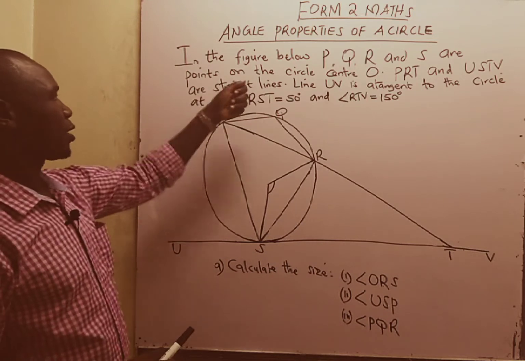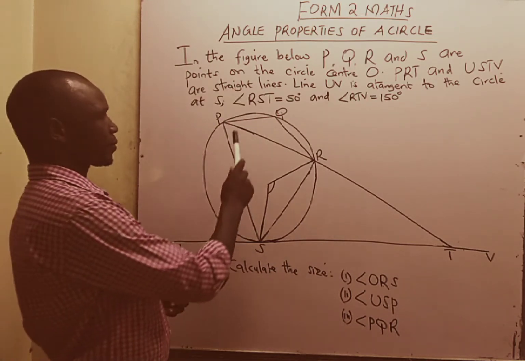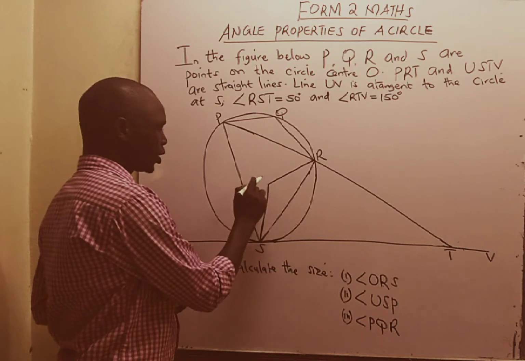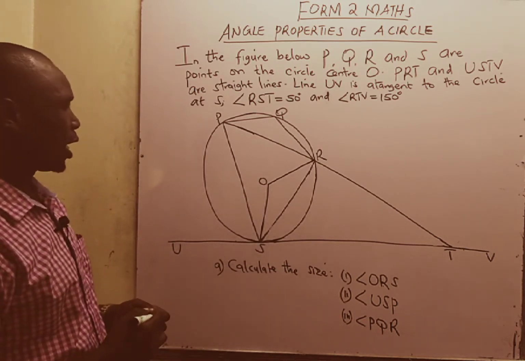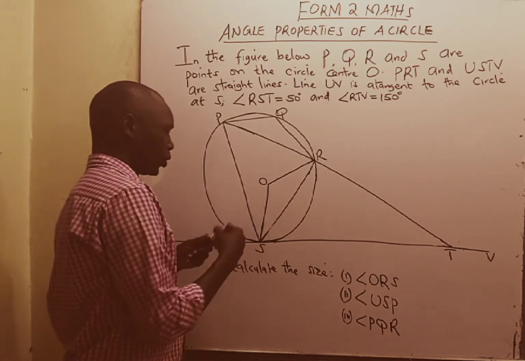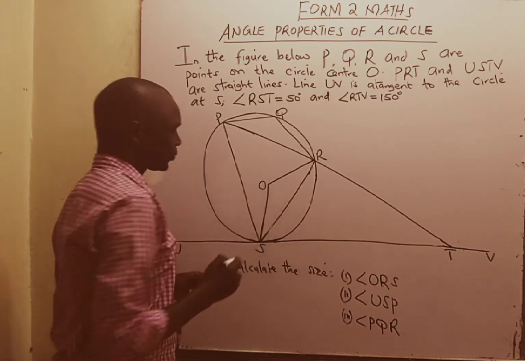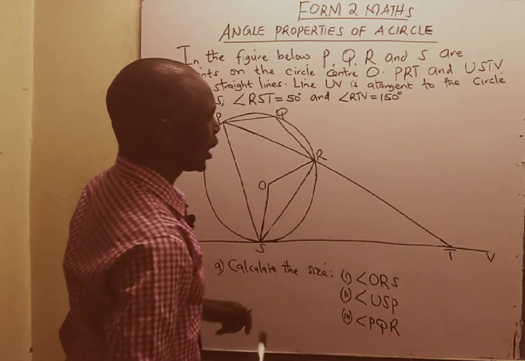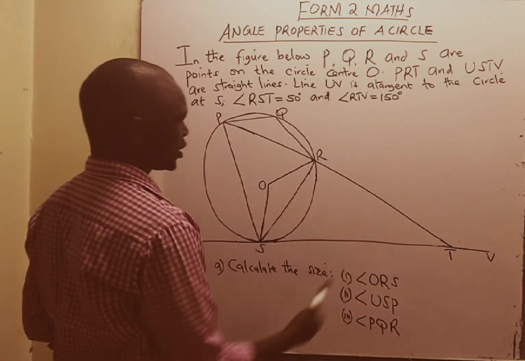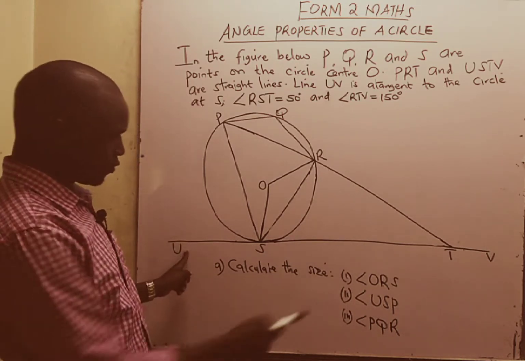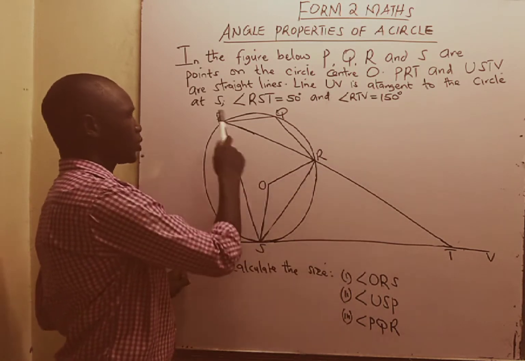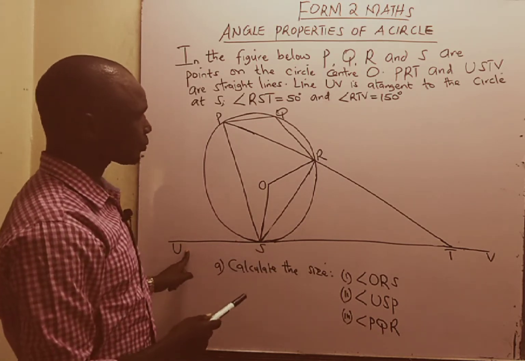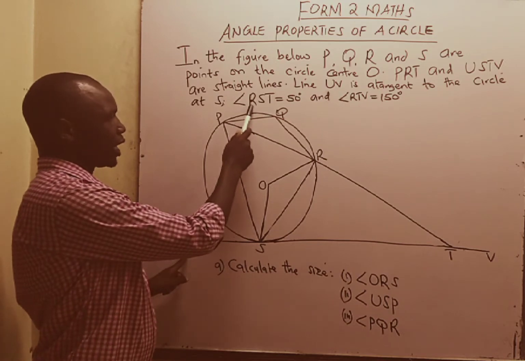The question reads, in the figure below, P, Q, R and S are points on a circle with the center O. PRT, USTV are straight lines, and the line UV is a tangent to the circle at point S. A tangent is a line that touches a circle at one point, and we have been given angle RST.